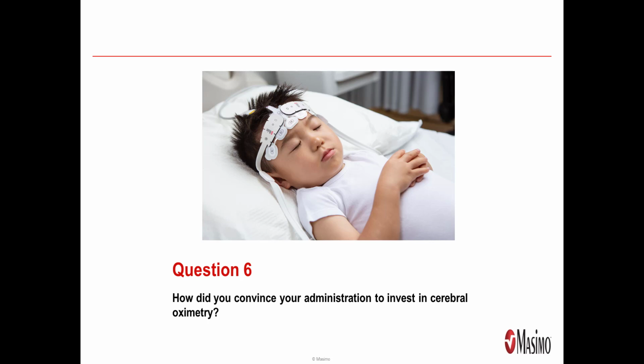And how we were able to convince the administration is that, for us, it's in terms of quality of care. We want to make sure that if there's any brain desaturation or any oversedation, which is more common than undersedation, that we can detect on the SedLine, we will be able to react appropriately.